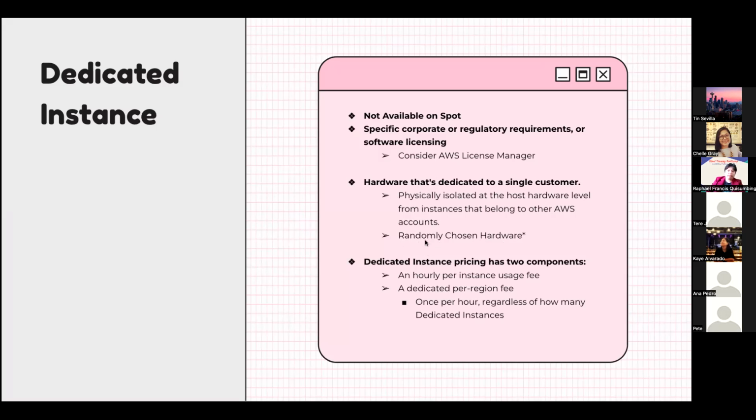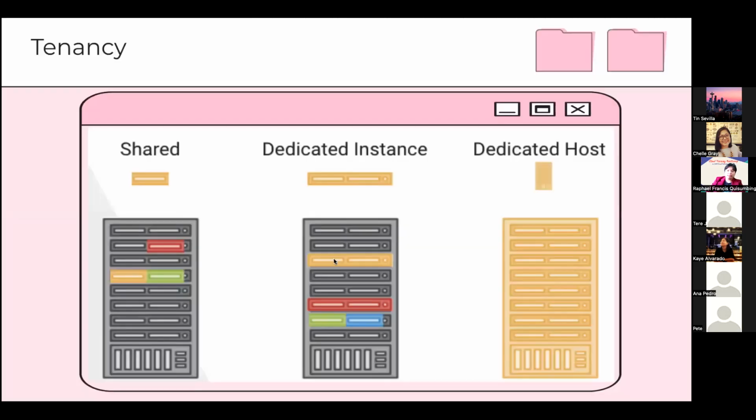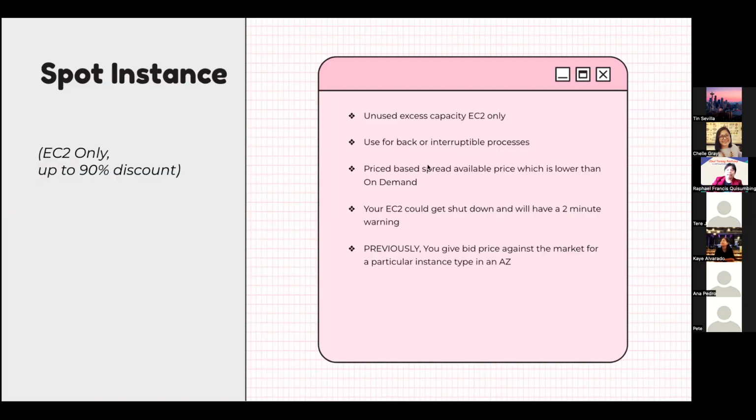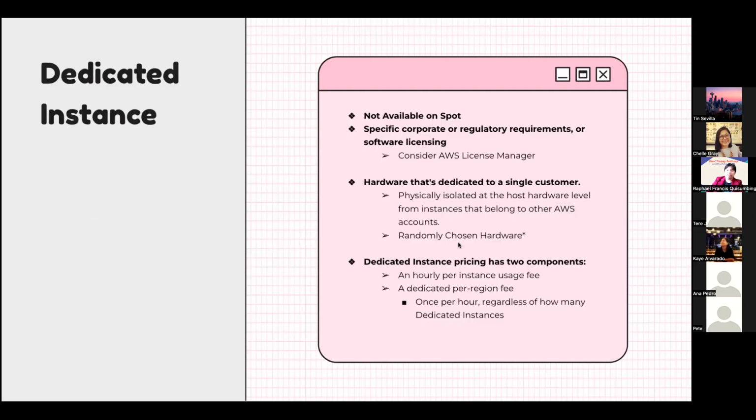The hardware is chosen randomly. Okay? So for example, this is your EC2 instance here. The whole blade is what you're using, then you shut it down. Shut it down, so it's no longer here. When you start it again, you can just be placed here. But at least the whole blade is still yours. So again, the hardware is randomly chosen. In terms of pricing, you pay per usage, and there's also a dedicated per region fee as well.